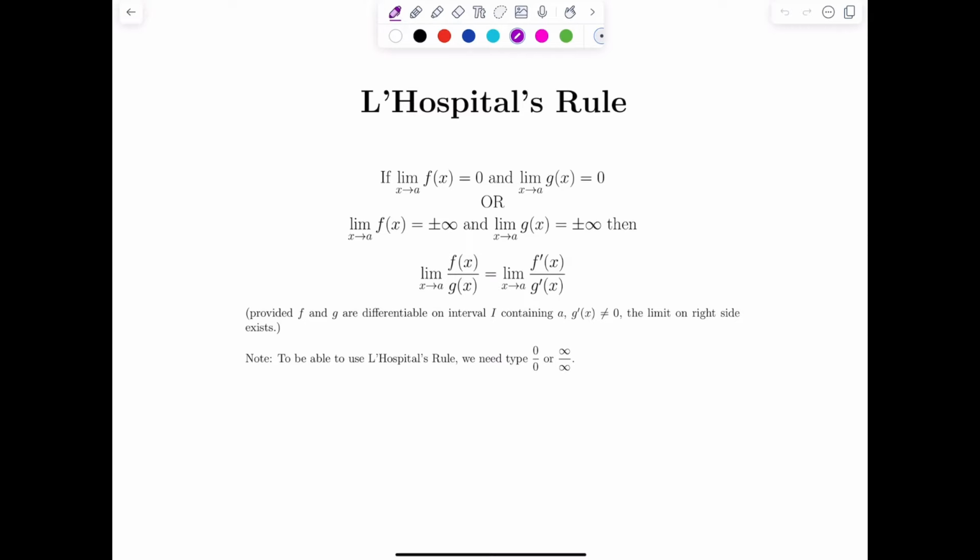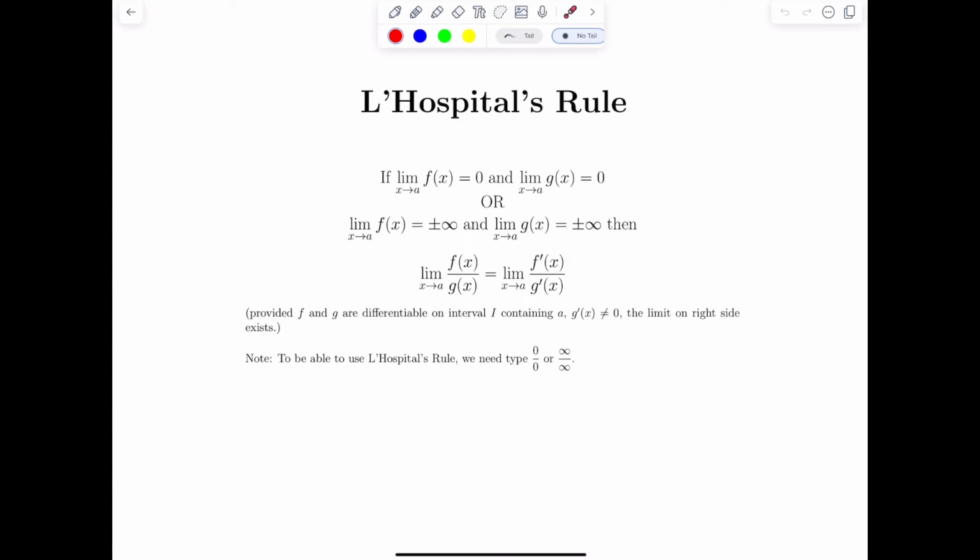So picking up where we left off, we're going to go over L'Hopital's rule, which you can use to evaluate limits which are of a specific indeterminate form, only of the type 0 over 0 or infinity over infinity. So here's the statement of L'Hopital's rule, just as a refresher.